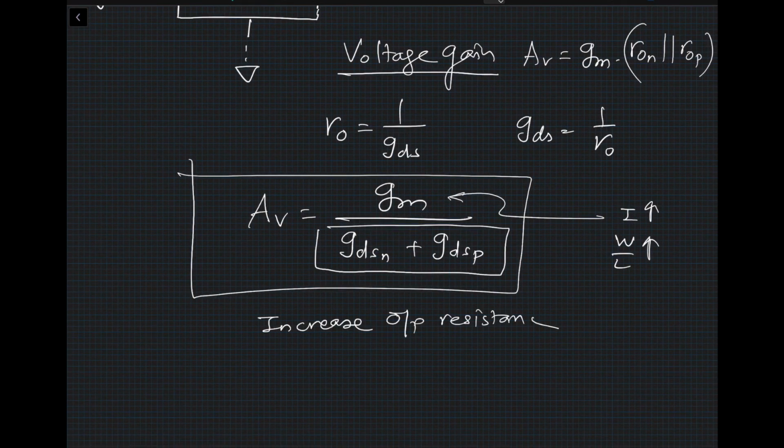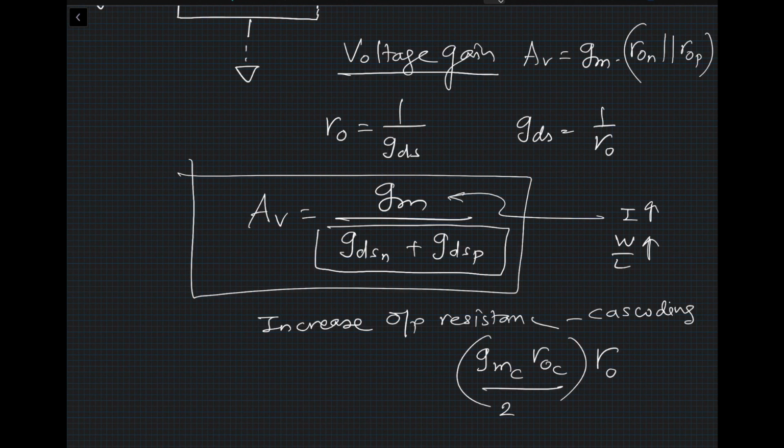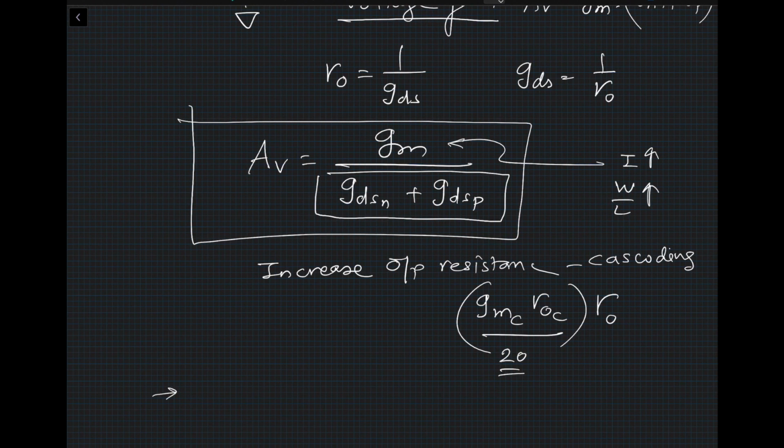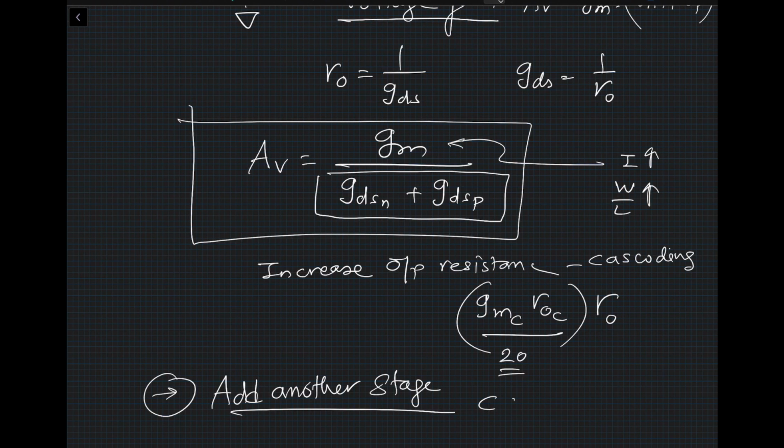If I have to increase output resistance, we already learned the trick, which is cascoding. Because what does cascoding do? Cascoding will give you GMC ROC multiplied by R out of a transistor, right? So this is, let's say, a 20 type of number, then you can get a 20x multiplier in your gain calculation. The third thing we can also do is add another stage. This is not cascoding, but rather called cascading, and we're going to learn about that too. Our goal is, how do I get higher and higher gain using this, right?